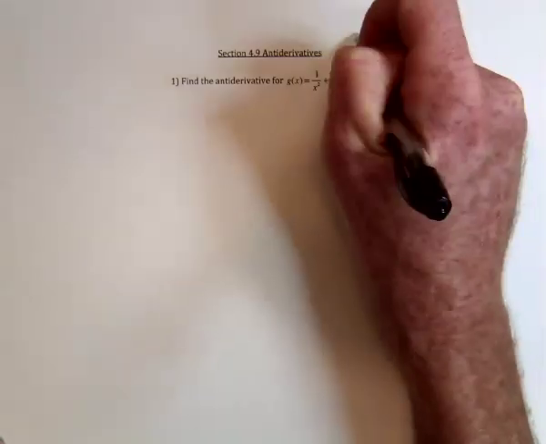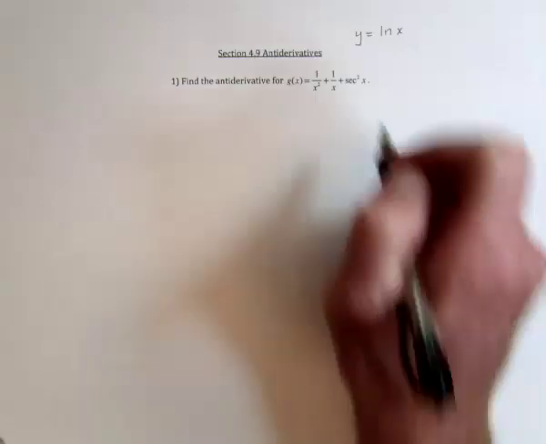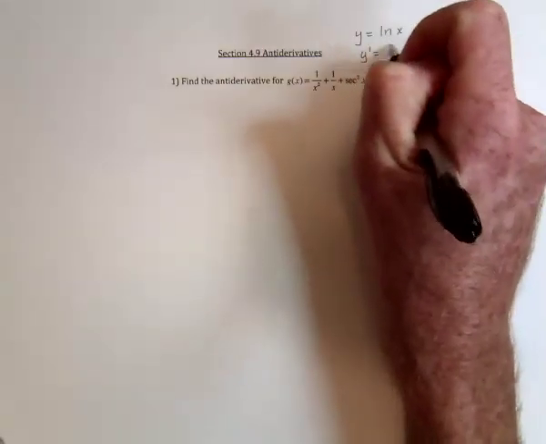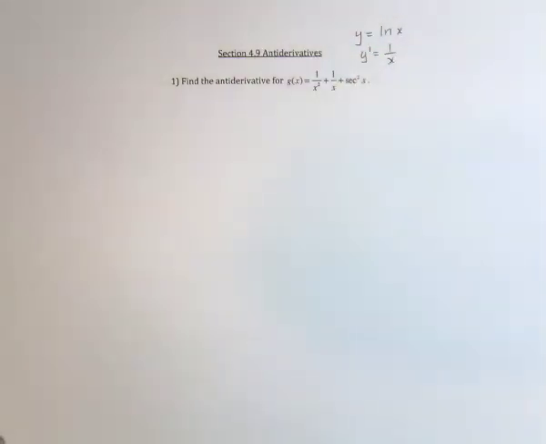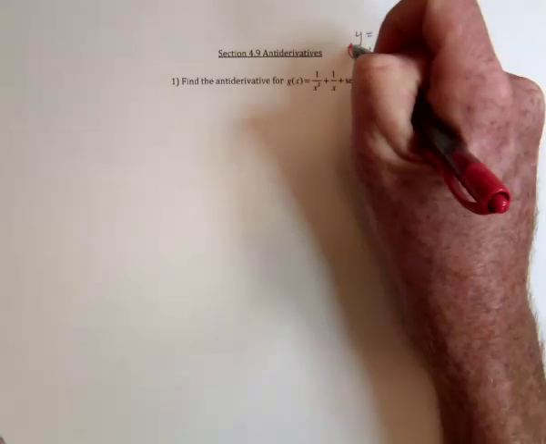We now begin a very important idea in calculus. We've been taking derivatives. For example, y equals the natural log of x, and then we can take the derivative, which is 1 over x. But now, anti, meaning the opposite, what if you were given the derivative, then go backwards and find out what was the original function?